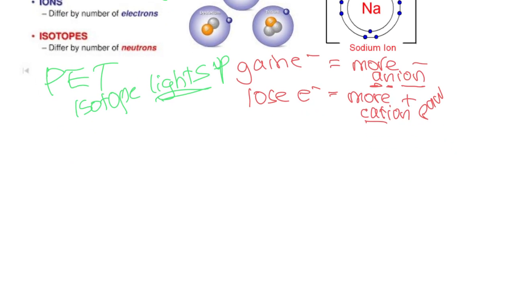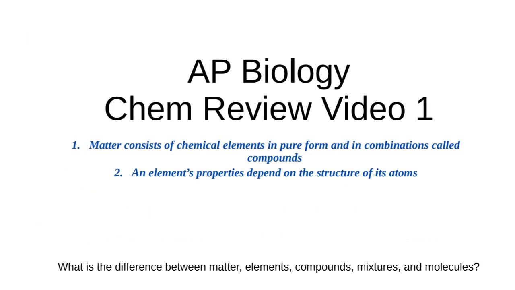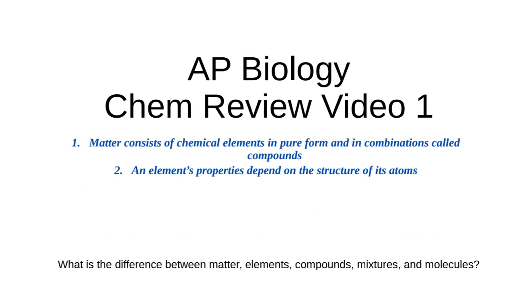Let's just really quickly go back to the learning objectives, make sure we hit them all. You understand what matter is, you understand a compound versus a molecule and a mixture. You also understand how the shape of the atom, and especially the valence electrons, determine the structure and the property of that atom. That's it for this one.